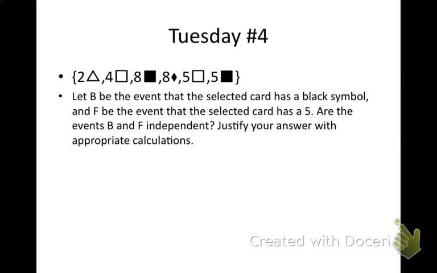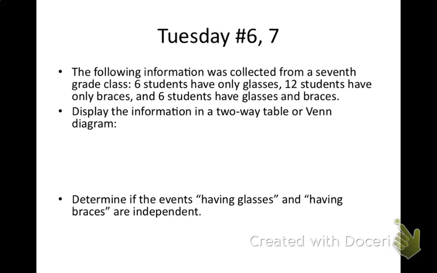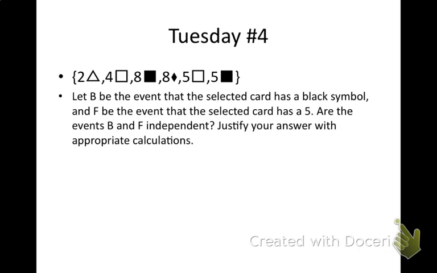Alright, from Tuesday's classwork, we started off with this problem, where we were told we had a given number of cards with different symbols, and we said event B is black symbol, event F is card has a 5. Let's jump down to the end. It says, are the events B and F independent?